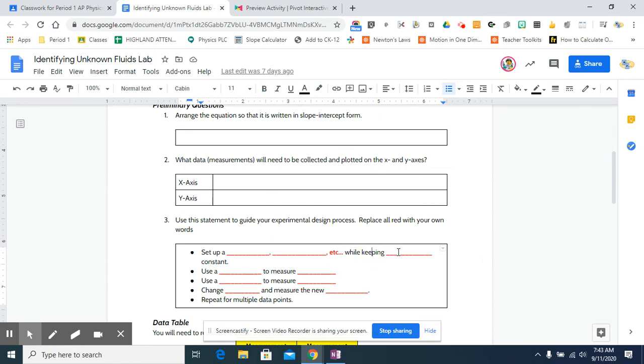And it says here, while keeping constant. So basically in the video, there are things that might be changeable. What are some of the things that you got to make sure from trial to trial isn't different? There's one more obvious thing than others for this video. So there should be something that you should mark as constant.